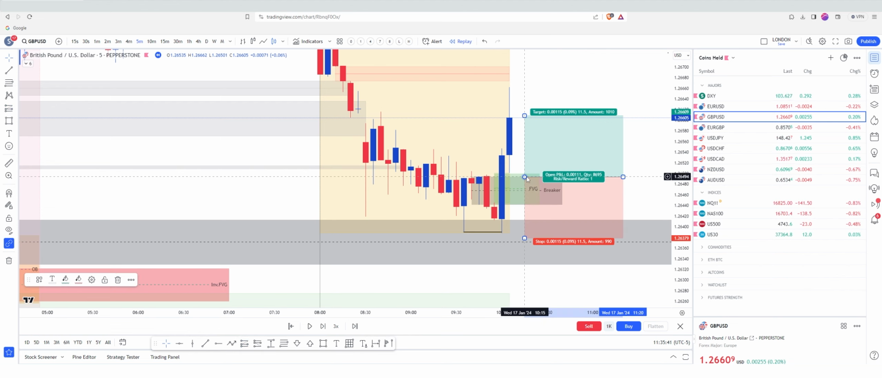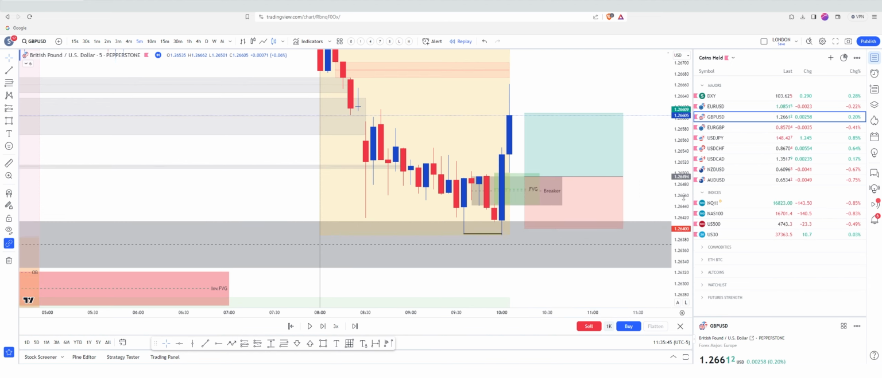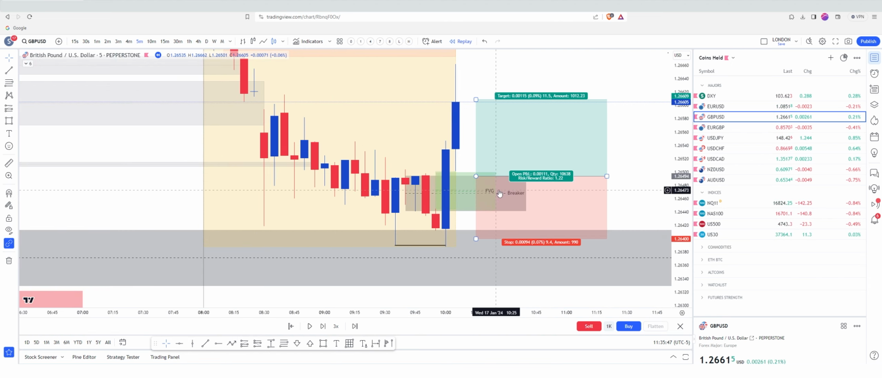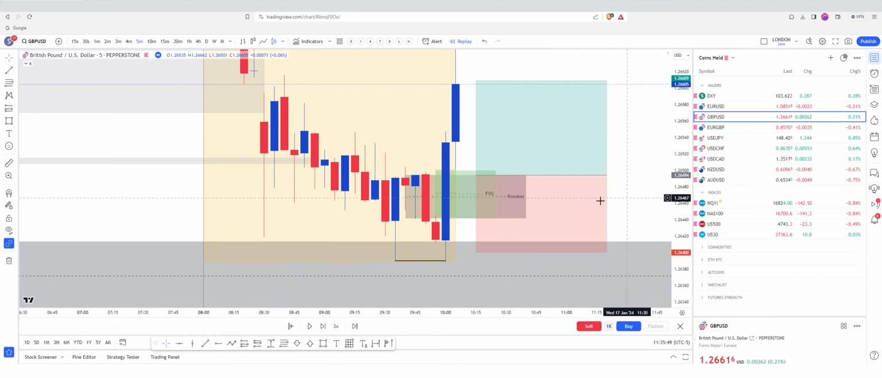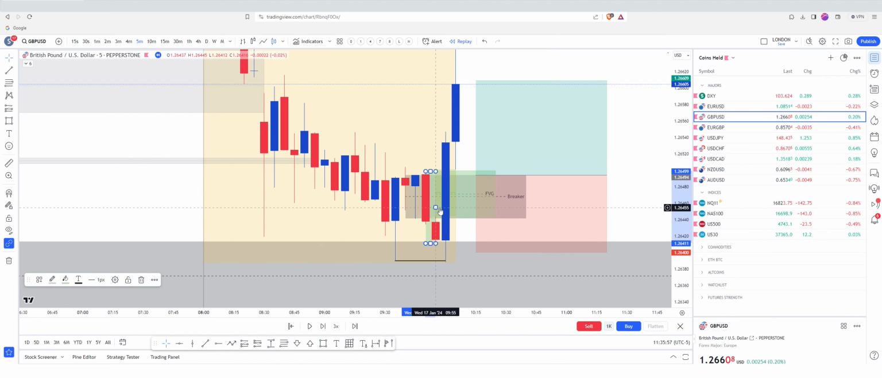You take an entry from the top of your breaker block. Stop loss would have to be 3 PD arrays, so this is part of the trading plan. We are looking for 3 PD arrays to cover our stop loss. So we would have the breaker block, we'd have the fair value gap, and we have these two down closed candles, which are an order block.